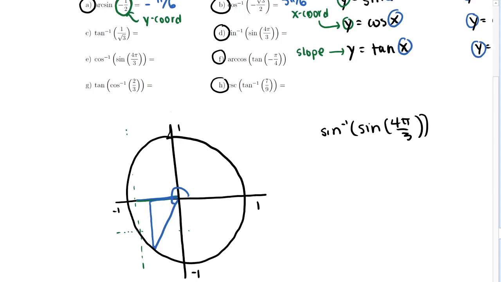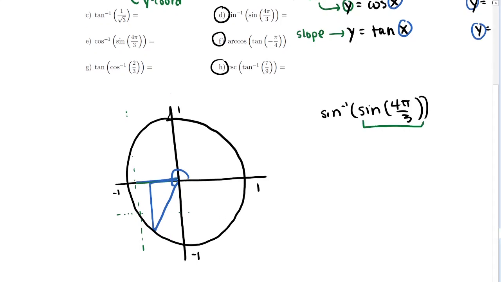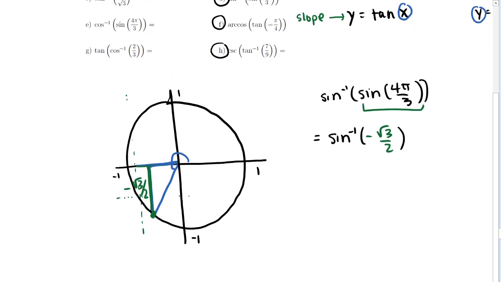And now sine of 4 pi over 3 is going to be the y coordinate on our unit circle at this particular point. This is negative square root of 3 over 2. So really this amounts to evaluating sine inverse of negative square root of 3 over 2. Well, what's sine inverse of negative square root of 3 over 2?